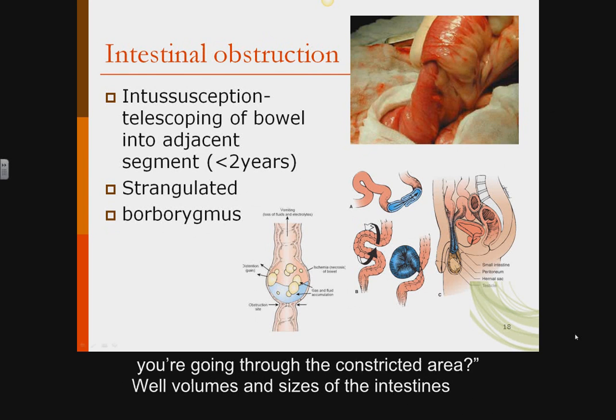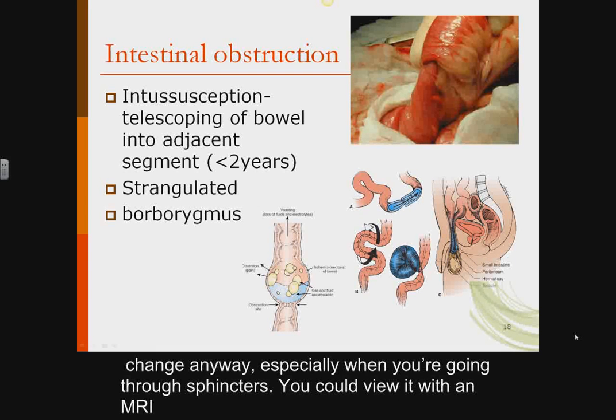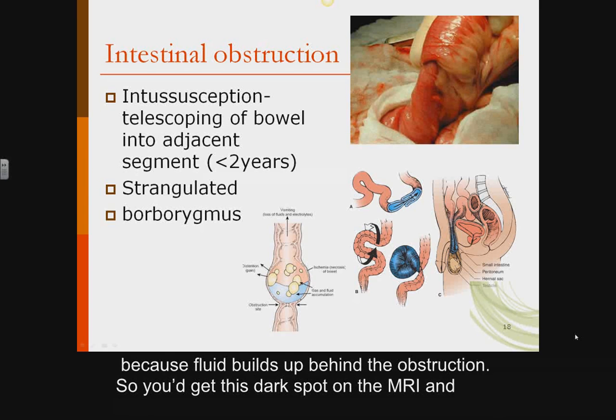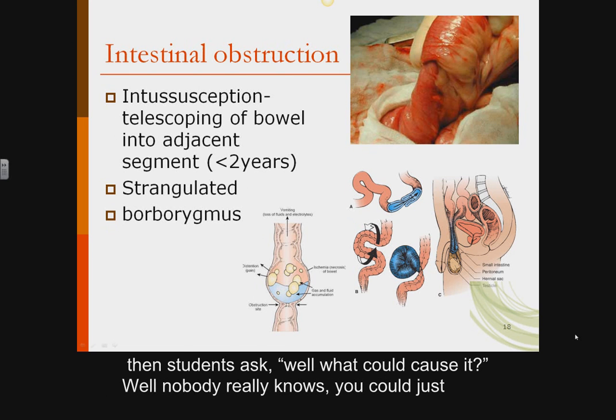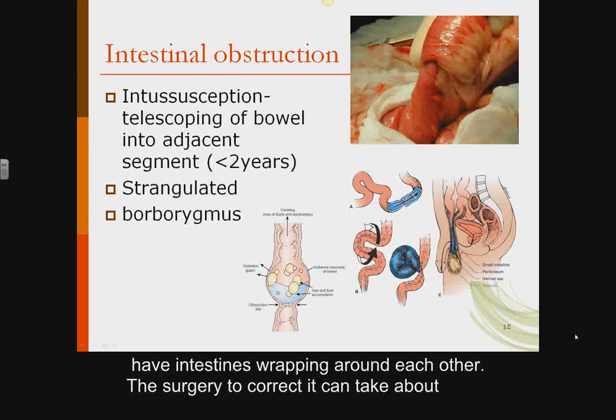Oh, and students also say, wouldn't you be able to see that because the volume of the intestine would get smaller if you're going through the constricted area? Well, volumes and sizes of the intestines change anyway, especially when you're going through sphincters. You could view it with an MRI because fluid builds up behind the obstruction, so you would get this dark spot on the MRI and then a clear spot below it because there's no fluid there because of the obstruction. And then students ask, well, what could cause it? Well, nobody really knows. You can just have intestines wrapping around each other.